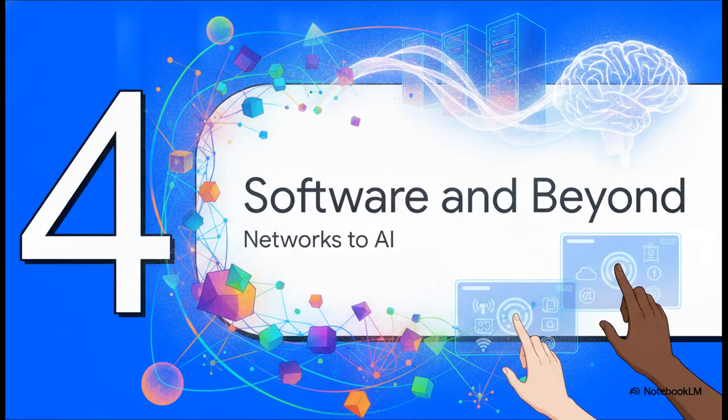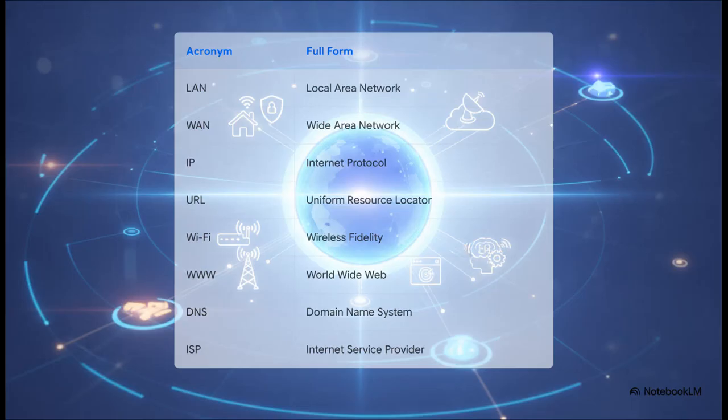Section 4. Software and beyond. Moving from networks all the way to AI. For a final section, we're shifting away from the physical hardware components and looking at the networks and software that run on top of them. Let's just map out how we actually get online.